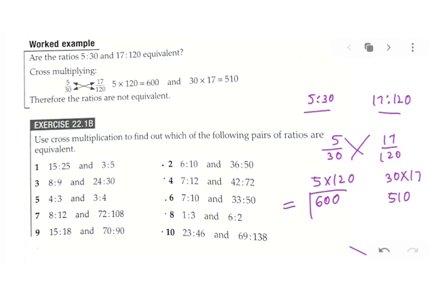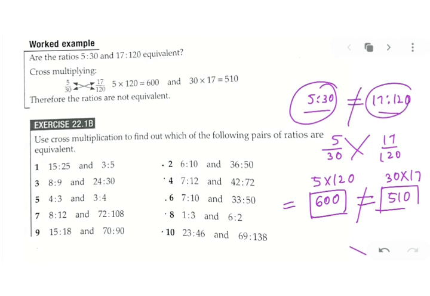So that means you are not getting an equal answer on both sides. So this is not equivalent. Therefore, such kind of both ratios are also not equivalent. Clear? Shall we try one more?